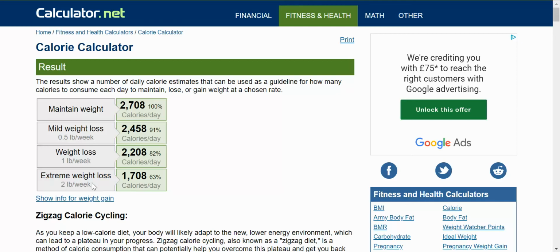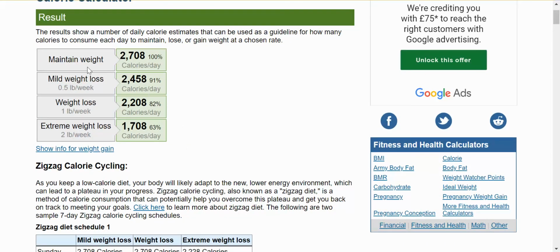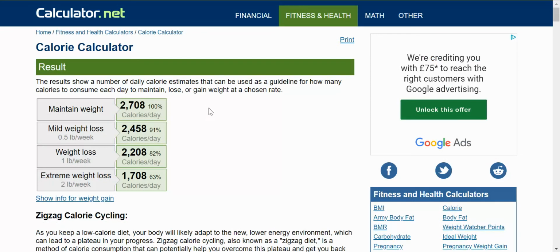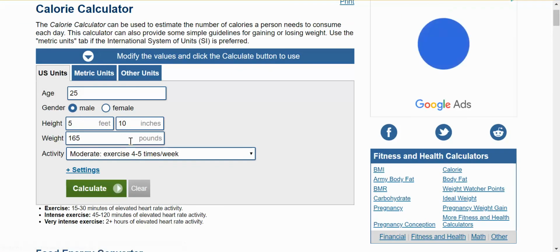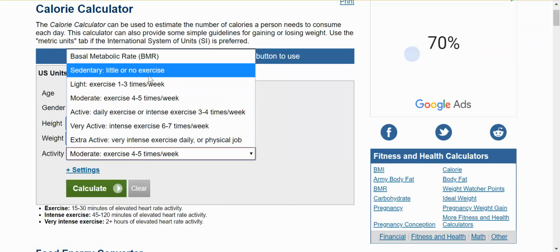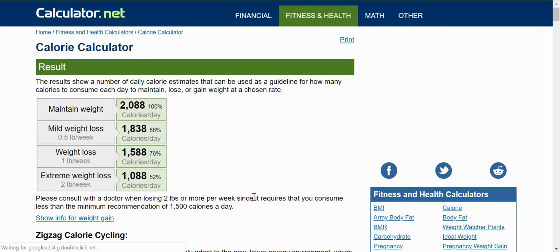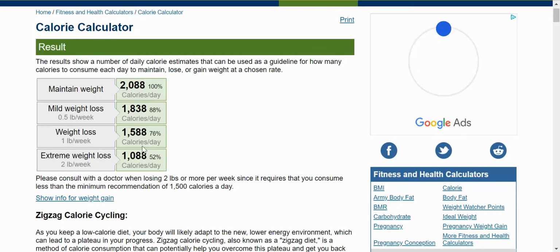Anyway, so let's say, for example, this has already taken into consideration my age, my height, that I'm male, that I'm training 4 to 5 times moderately per week, and these are the figures. Now, having said that, what I like to do, personally speaking, is actually set this to sedentary, little or no exercise. So if I calculate that now, my calories are a lot lower now.